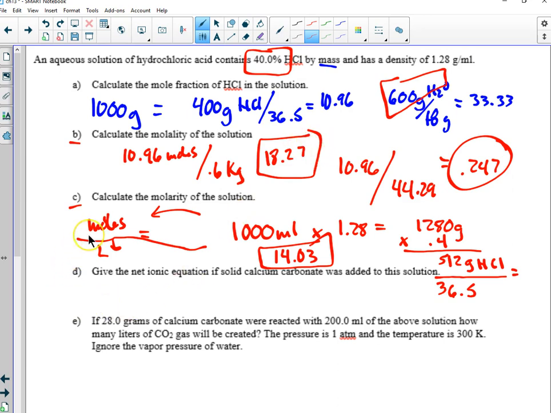Okay, so tricky. Part D, the net ionic equation, that goes back a year. So we take HCl, we add calcium carbonate, CaCO3, and it's going to produce something. There's a good hint in E as to what, at least one thing it's going to create, is CO2 gas, correct?